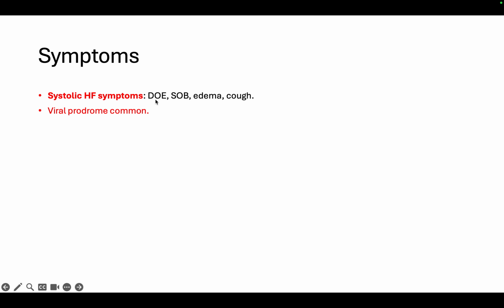Another high yield thing you need to know, and I should have bolded this, but viral prodrome is common. So like I said, in a vignette, it's going to be a 30, 40-year-old healthy person, and they're going to come in with shortness of breath or dyspnea on exertion, and they're going to say 5 days prior to coming in they had this low-grade fever, cough, congestion, sore throat, whatever your typical viral prodrome symptoms are, and then they're going to develop these other symptoms, these heart failure symptoms, a week, 2 weeks post-viral. So that is very important. The viral prodrome is very common, especially in vignettes.